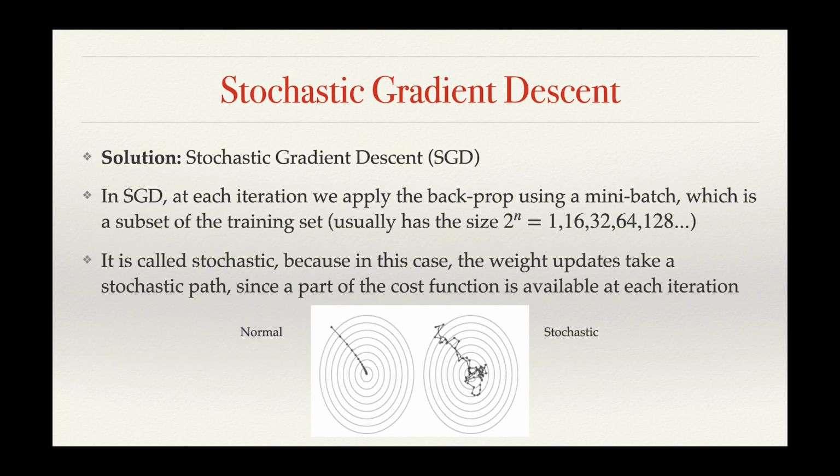So the idea is to use what is called mini batch training. At each iteration we don't take the whole data set, but we take a mini batch. This mini batch could be a single sample, but could also be bigger than that. Usually it has the value of 2 to the power of n, where n could be 1, 2, 3, 4, whatever, which ends up in 1, 16, 32, 64, or 128 samples for each mini batch.